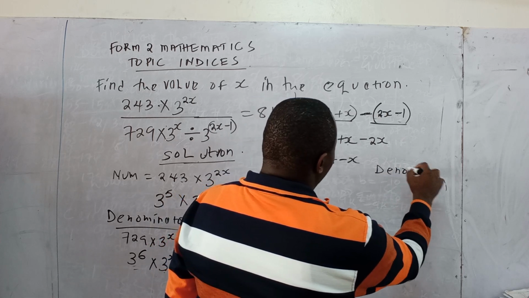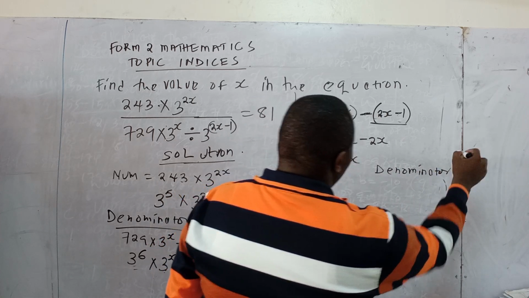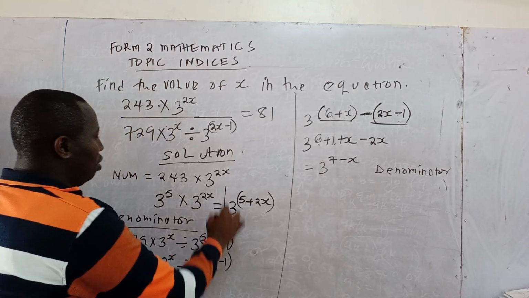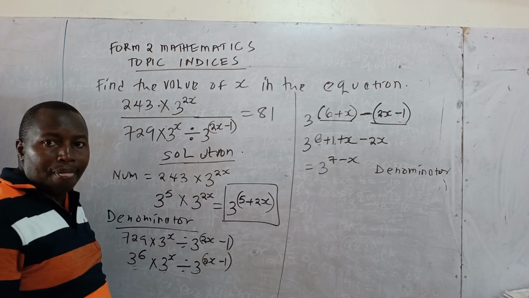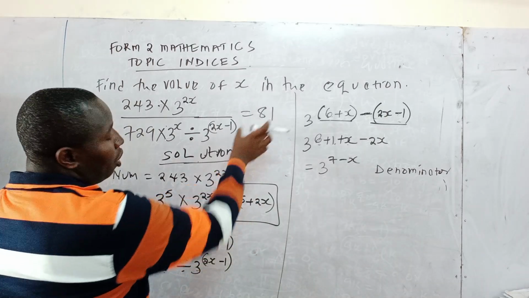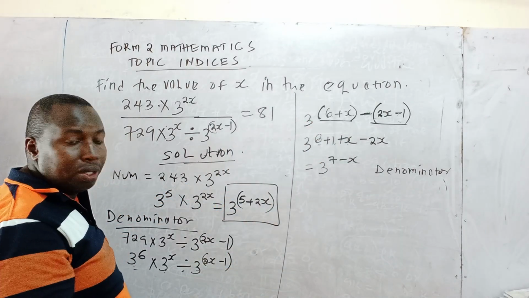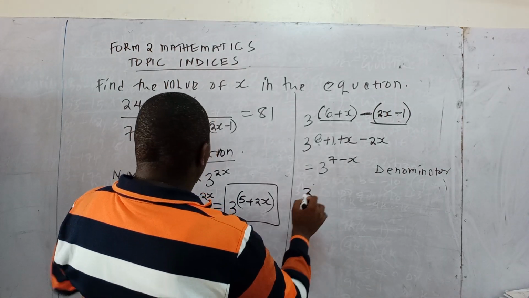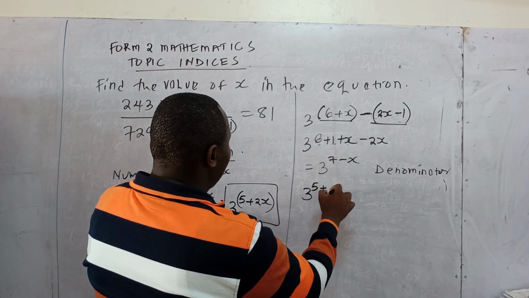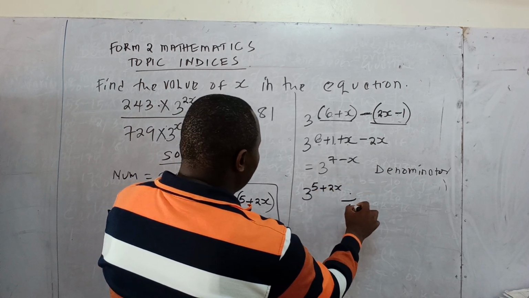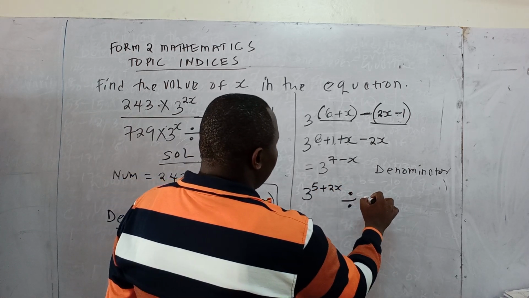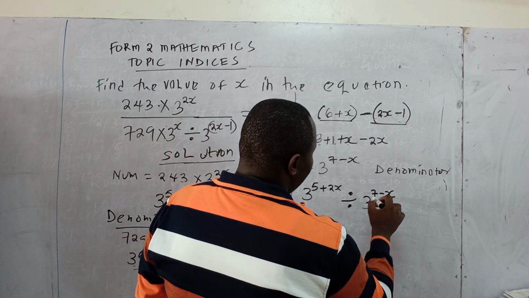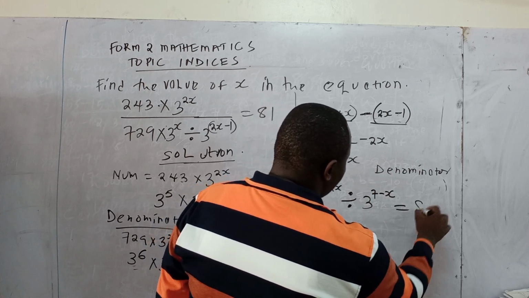Now in the denominator. That's a denominator. Remember, you had your numerator here. This was the numerator. So what are you doing? We are yet to go to the right hand side with eta 1. So you say 3 raised power 5 plus 2x divided by the denominator now. 3 raised power x minus x. 3 raised power 7 minus x is equals to eta 1.